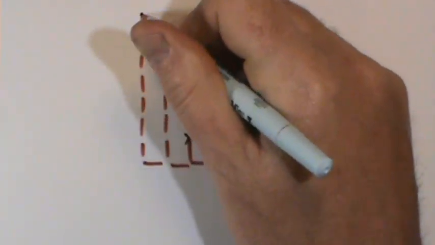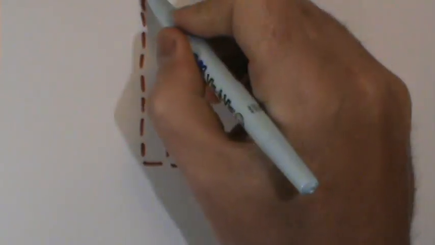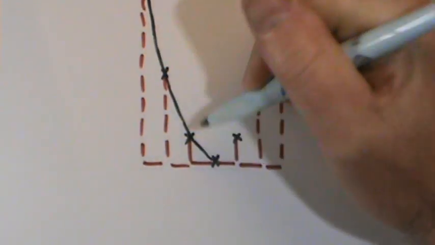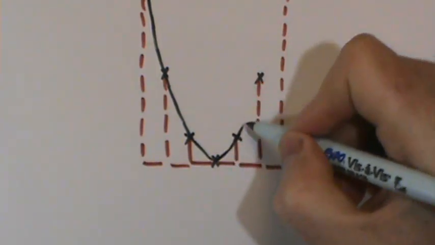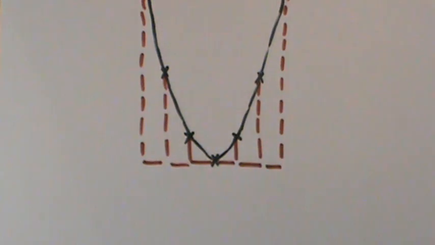You always have these sister points. 1, 2, 3, 4, 5, 6, 7, 8, 9. And when I put my X's there, you see I can connect all those points and I get a pretty good picture of a parabola.